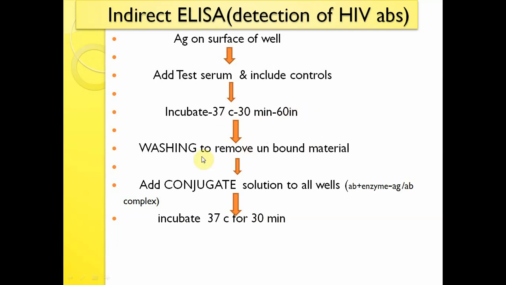After incubation, washing is done to remove the unbound material. Whatever antibodies remain without binding are removed by the washing method. Now add the conjugate. Conjugate is also known as anti-human antibody, which is linked to the enzyme. So it has the ability to bind to the antigen antibody complex. Now after adding conjugate, again incubate at 37 degrees Celsius for 30 minutes.